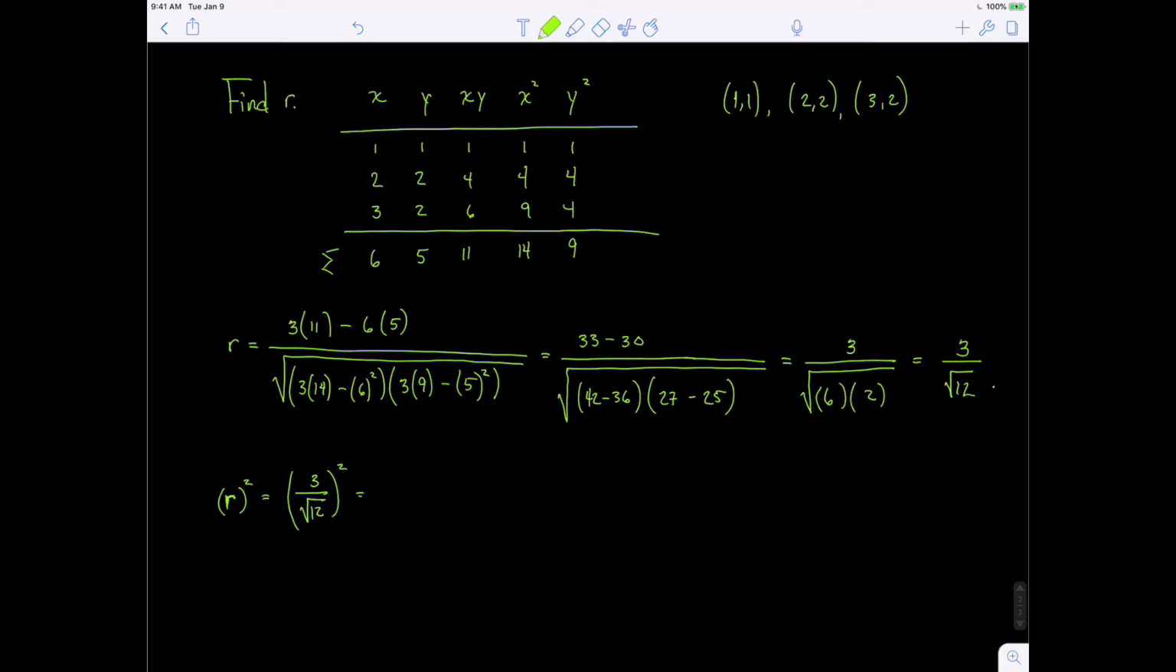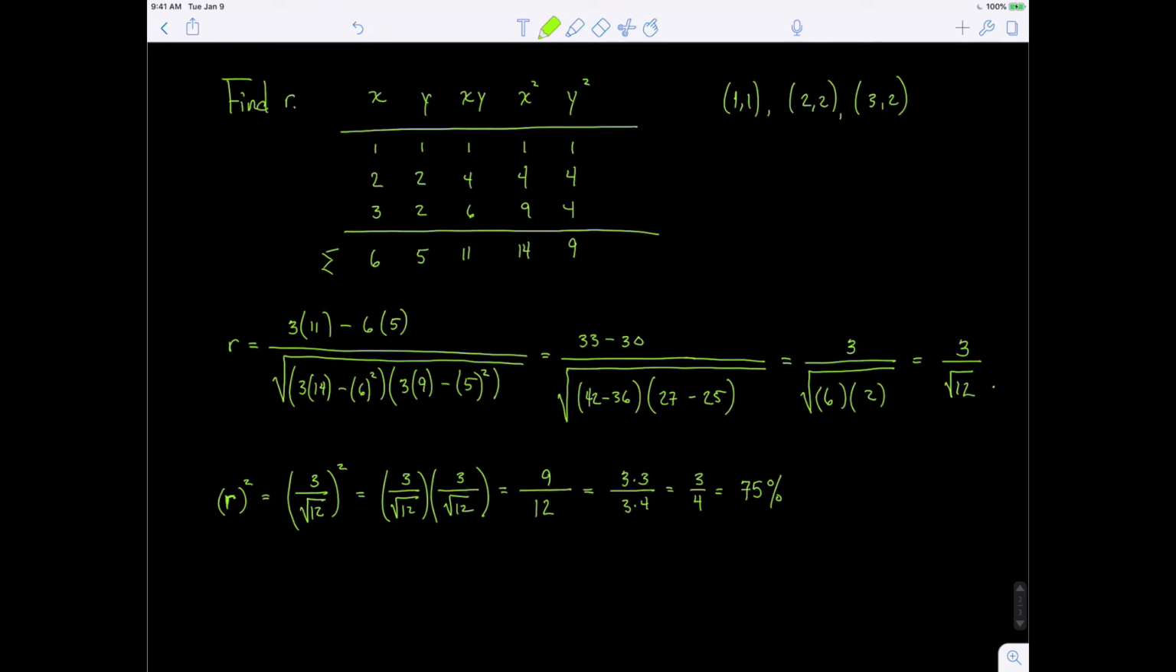That means you write 3 over the square root of 12 times 3 over the square root of 12. This is 3 times 3, that's 9. The square root of 12 times the square root of 12, the square root goes away and we have 12. Notice that 9 is 3 times 3 and 12 is 3 times 4, so that's just 3/4. But wait a minute, that 3/4 is 0.75, which is 75%.